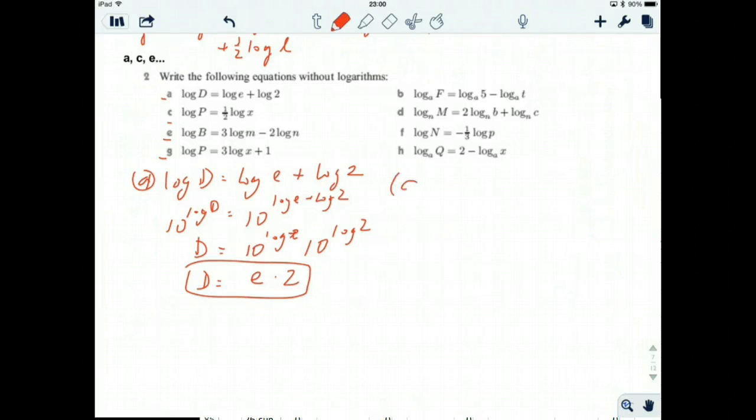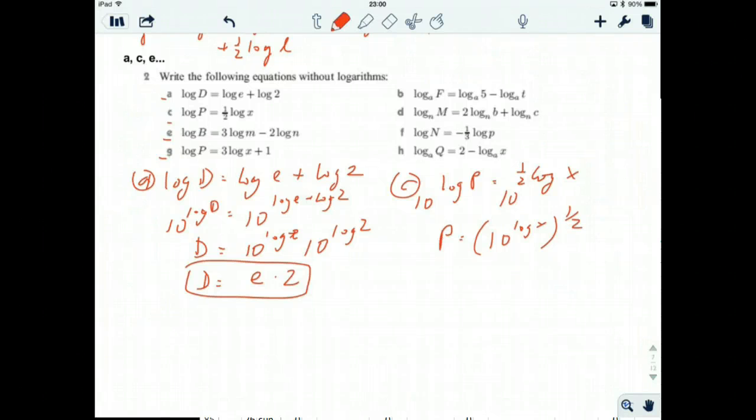Okay, C. Log of P is equal to 1/2 log of X. We could take both sides to the 10th power. That would give us P equals, this could be written as 10 to the log X to the 1/2. So this just becomes X. So it's P equals X to the 1/2.